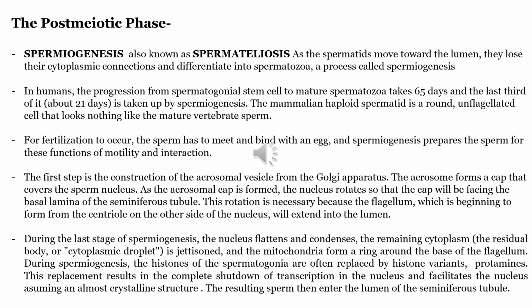During spermiogenesis, histones of spermatogonia are replaced by histone variants, protamines. Histones are basic proteins, but during spermiogenesis, these histone proteins which are present in spermatids are replaced by another basic protein which is protamine. The replacement results in complete shutdown of transcription in the nucleus and facilitates the nucleus assuming an almost crystalline structure. The resulting sperm then enter the lumen of the seminiferous tubule.